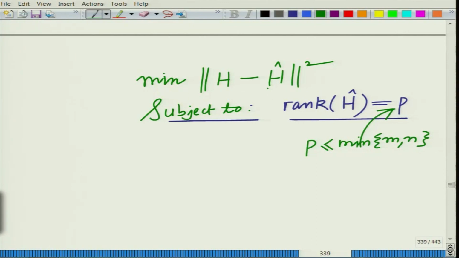If p is greater than the minimum of m comma n, then H itself is the best low rank approximation to H, right. So, we want to consider the cases where the rank of H is greater than P. For instance, let us take a simple example.